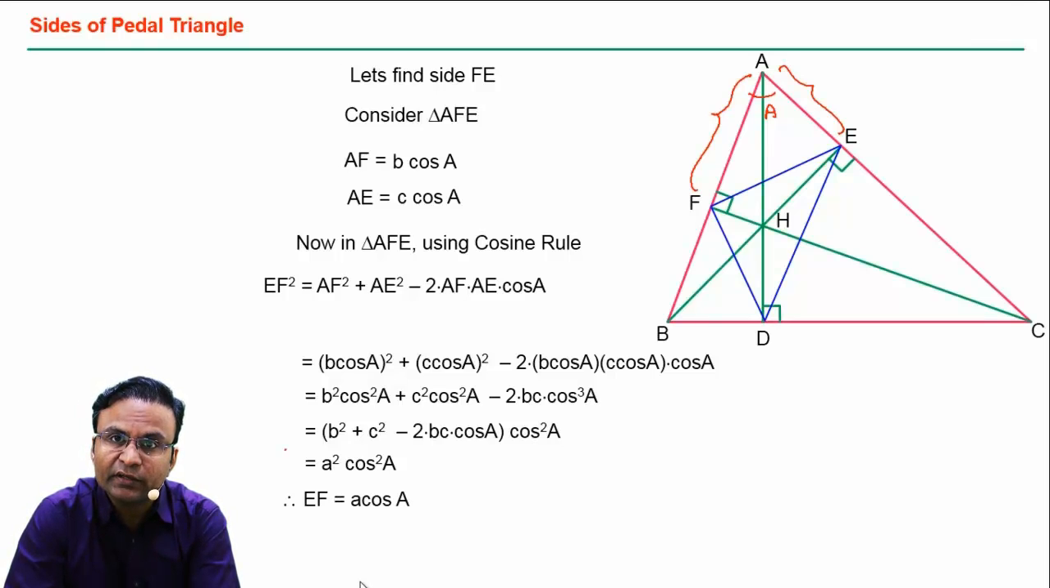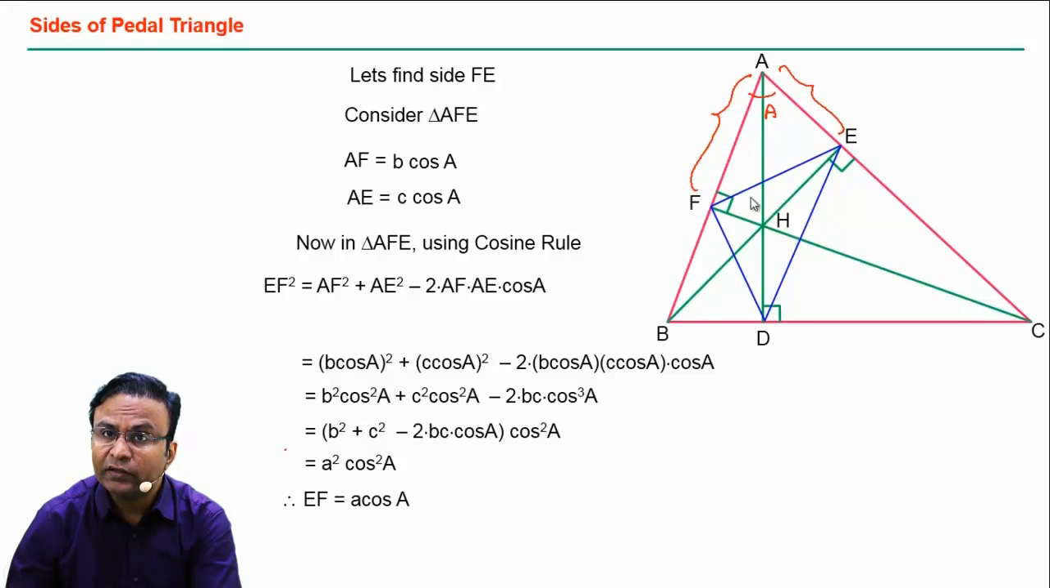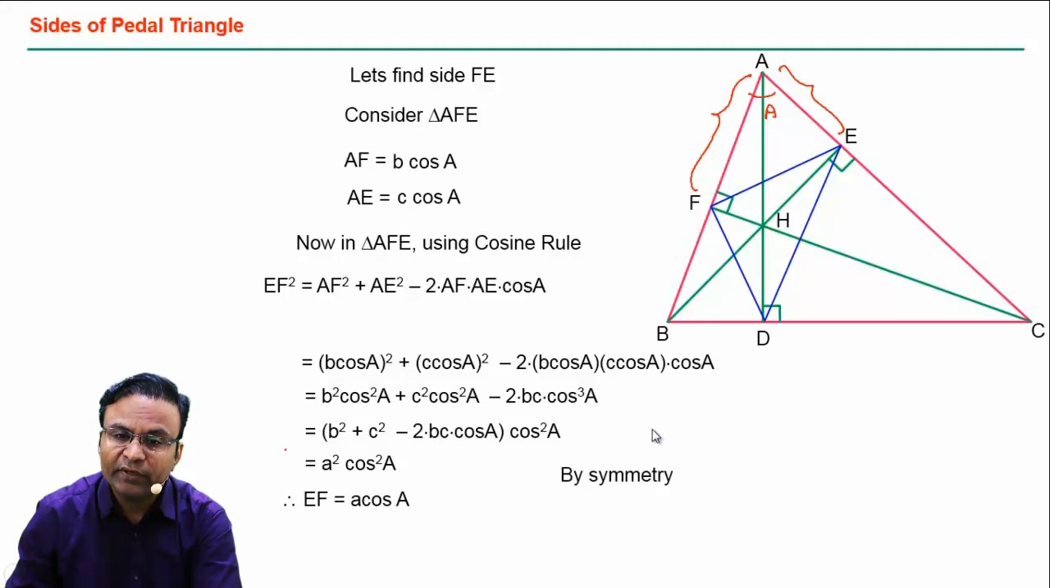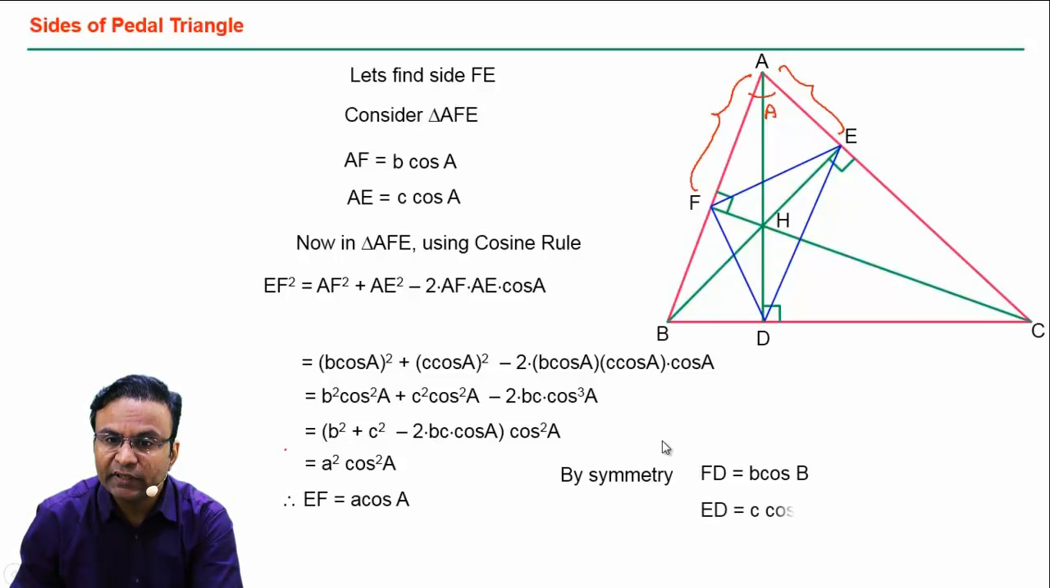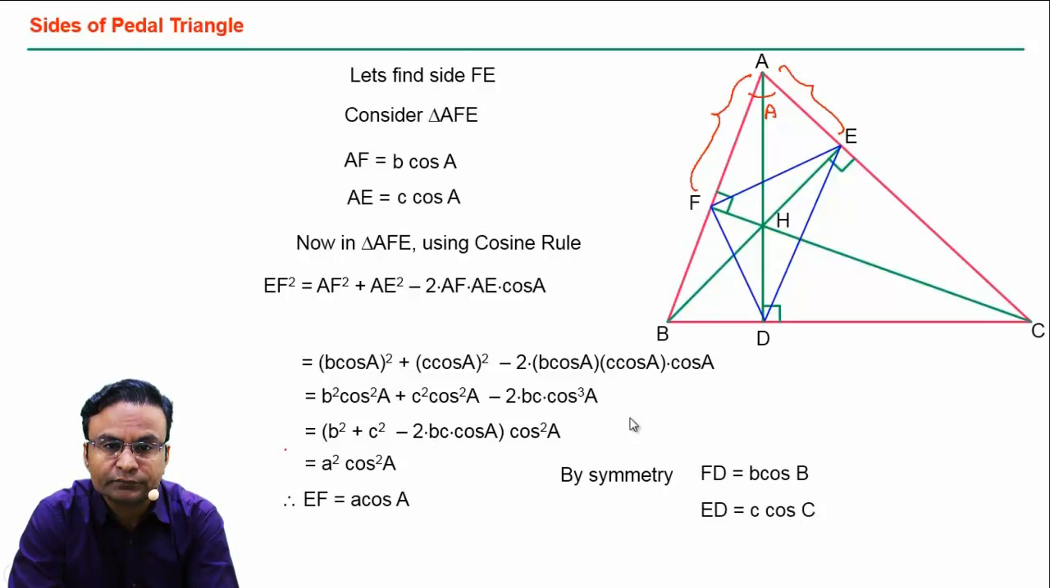This is again symmetrical. It is easier to remember this because EF is the length opposite to angle A, and its length is a cos A. So by symmetry, we have the other lengths, say FD. FD will be b cos B. And what is ED? ED is c cos C because it is opposite to angle C.